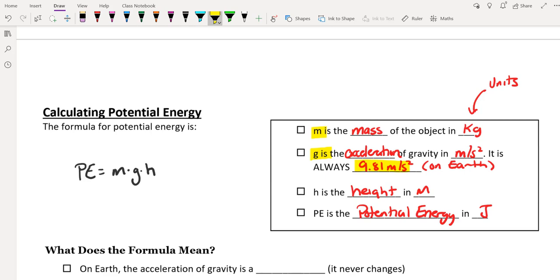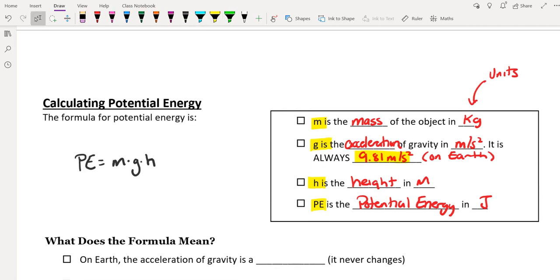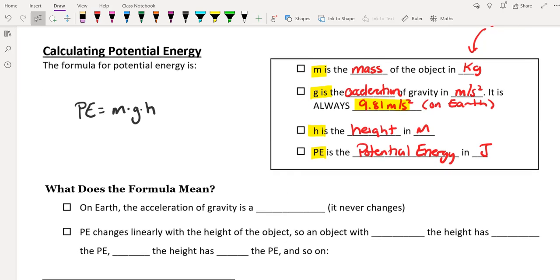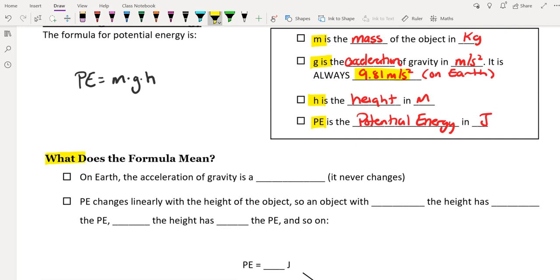H is the height, and that is measured in meters. And PE stands for potential energy, and all energy terms are in joules. Okay, so g is a constant. It's always 9.81. And so next we're going to see what effect mass and height have on potential energy. So let's look at height first.